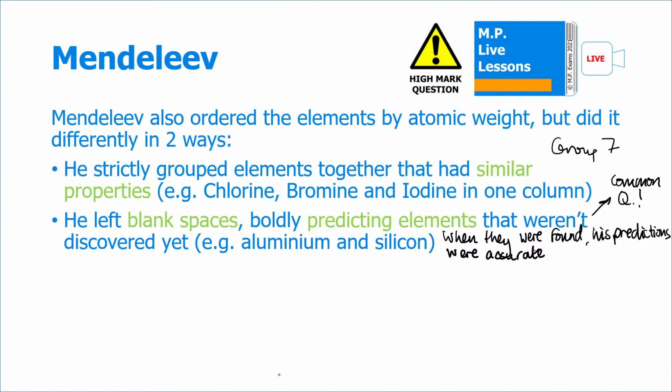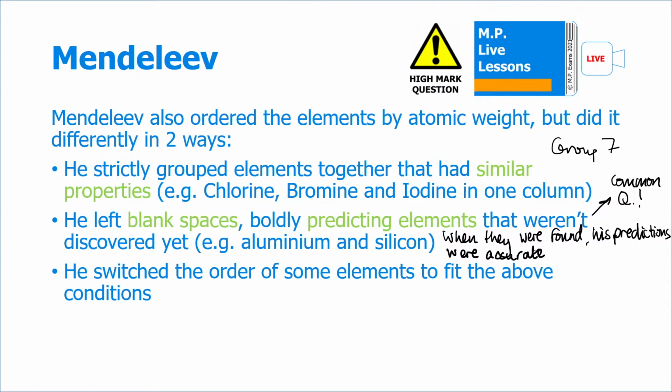Another thing he did was he sometimes even switched the order of some elements. For example, if you look in the periodic table, you'll have this element Te, then iodine, and their mass numbers are reversed. Tellurium has 128 mass, and iodine has 127 mass, because iodine fits better into group 7 than tellurium.